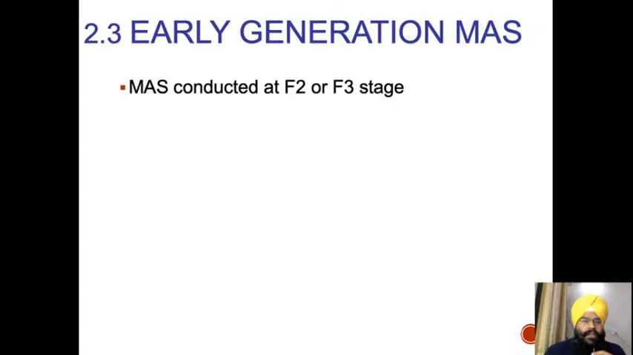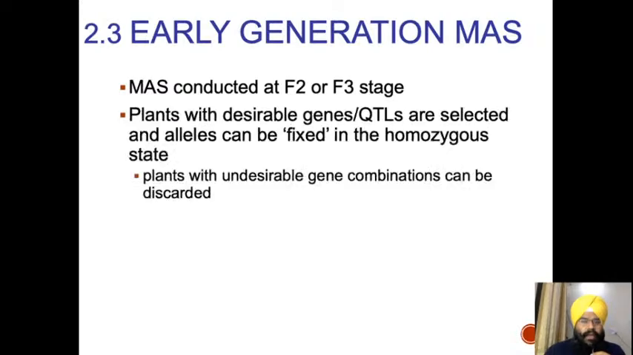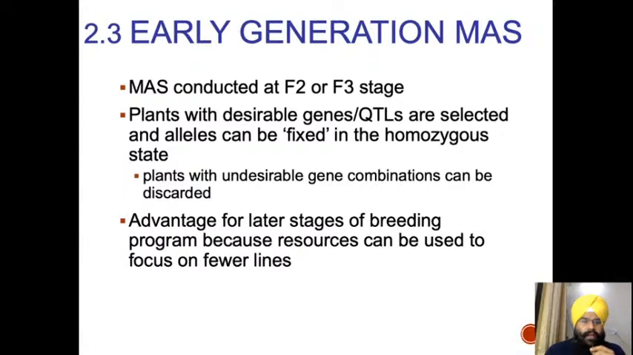So early generation mass selection is conducted at the F2 or F3 stage. Plants with the desirable genes or QTLs are selected, and alleles can be fixed in the homozygous state. Plants with undesirable gene combinations can be discarded. The advantage is that in the later stages of breeding programs, resources can be focused on a few lines.